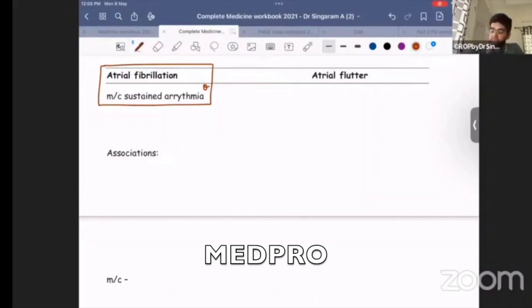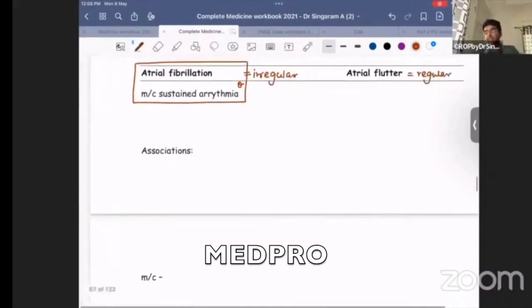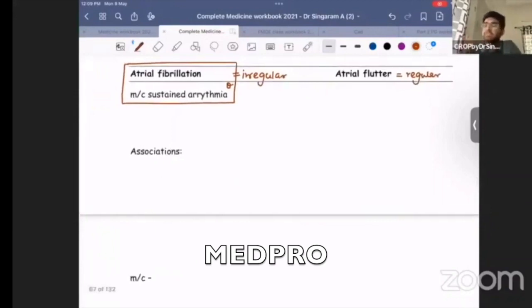And first of all, what is it? It's an irregular rhythm. Don't forget, it's an irregular rhythm, whereas on the other side, we have atrial flutter, which is a regular rhythm. Now, first, let us try to understand what is atrial fibrillation. Any idea? Fibrillation is something like the heart is actually not beating. The heart is fibrillating. Fibrillating is something like a tremor. The heart is actually not beating properly, but it is like fibrillating or having a tremor-like movement. And why does this tremor-like movement occur?